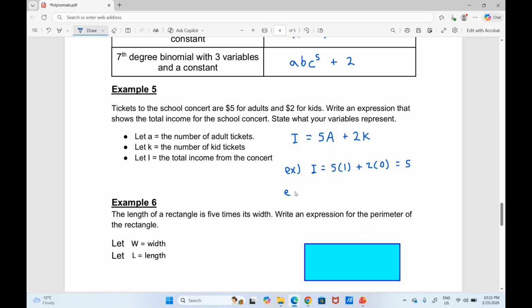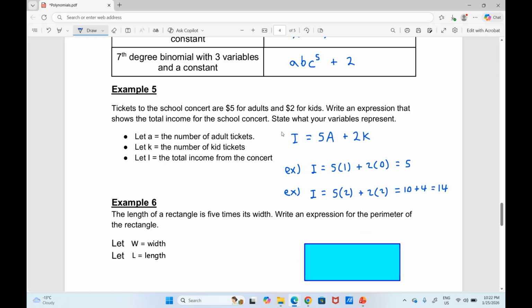Now, if I wanted another example, let's say 2 adults and 2 kids went to the concert. In this case, my income is going to equal 5, and I'm going to replace A with the number of adults, and K with the number of kids. So in this case, 5 times 2, $10. 2 times 2, $4. So I'm going to have 10 plus 4. So then I made $14 if 2 adults and 2 kids show up to the concert. So that's my total income there.